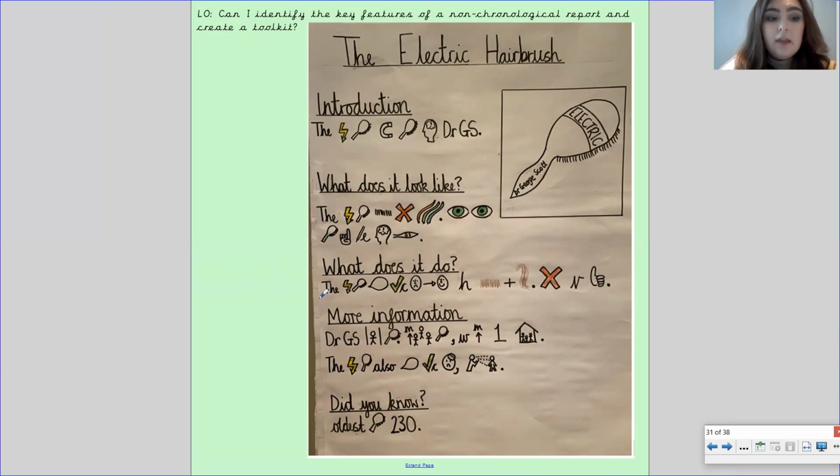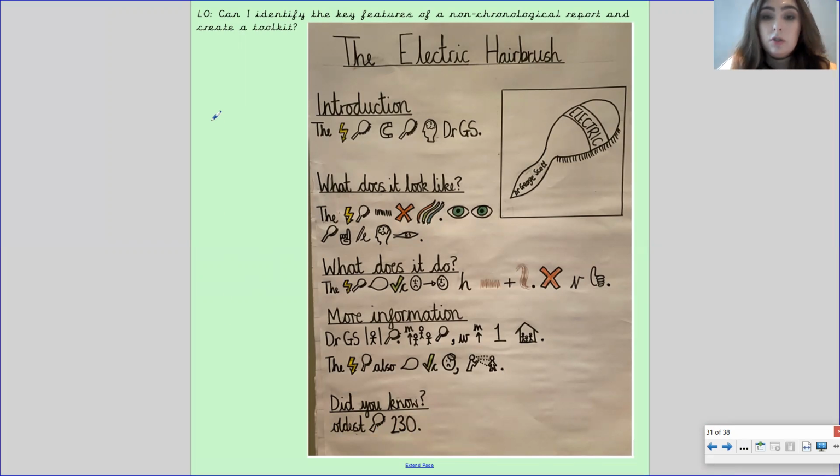What does it do? The electric hairbrush was said to cure baldness and help people's hair thicken and grow. It didn't hurt to use the brush, and it became very popular. More information. Dr. George Scott stated that only one person could use the brush at a time. This meant more people bought the brush, with more than one in some households. The electric hairbrush was also said to cure headaches, amongst other diseases. Did you know the oldest hairbrush is 230 years old?